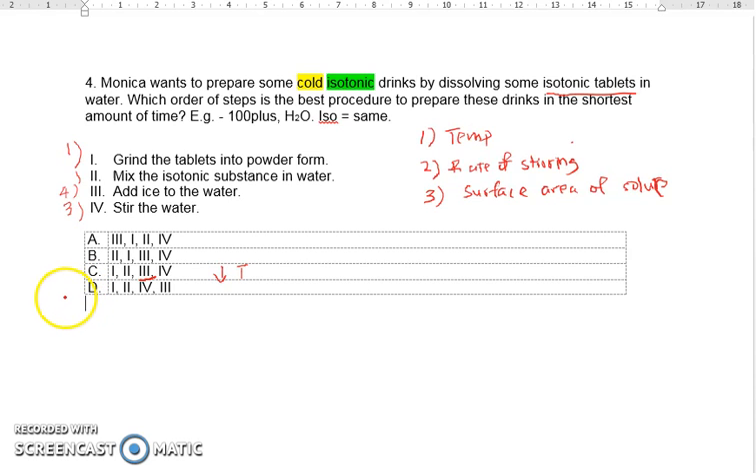It's the same thing when you have bought a 100 plus from the NTUC, for example, you add ice cubes last, or when you're preparing Milo, you dissolve it in hot water and then you add ice cubes later. So the answer in this case would be D.